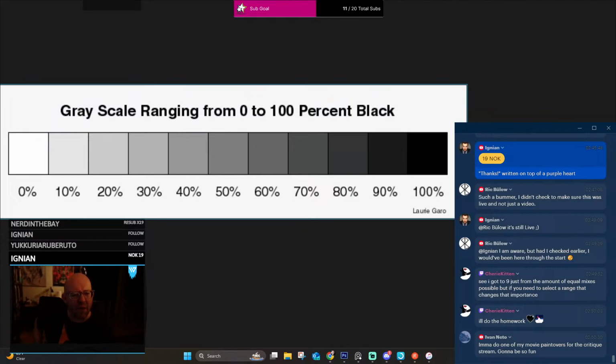You think you can, if you look real close, but the player needs to do the same thing that you would do in that situation where you're squinting your eyes like, what do I think I see? What is that? So what story are you telling? That's going to tell you what your value range is, not just from the equal mixes, but if you need to select a range that changes the importance.